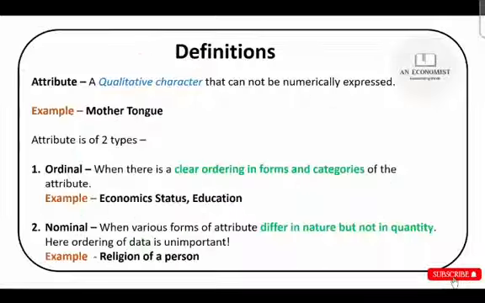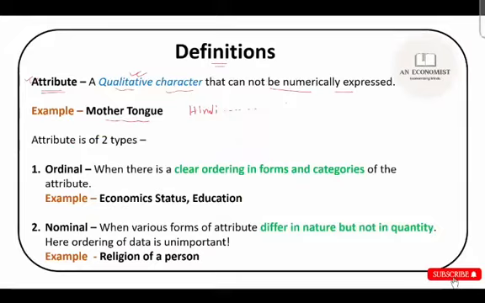Now let us go through these definitions one by one. First, what you have is attribute. What is attribute? It is a qualitative character that cannot be numerically expressed. From the name itself, you know that it's qualitative in nature, which basically means that you cannot numerically express it. For example, let us consider mother tongue. Your mother tongue can be Hindi, or Bengali, or English, and so on and so forth. So these are data types which are qualitative in nature and cannot be expressed numerically, so they are attributes.